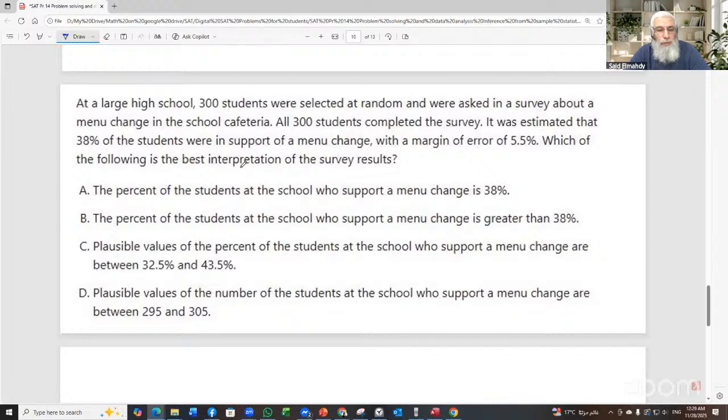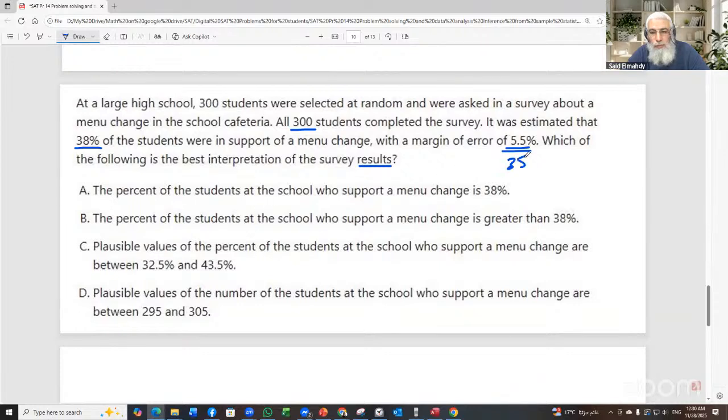This question, it said, at a large high school, 300 students were selected at random and were asked in a survey about a menu change in a school cafeteria. All 300 students completed the survey. It was estimated that 38% of the students were in support of a menu change with a margin of error of 5.5%. Which of the following is the best interpretation of the survey results?